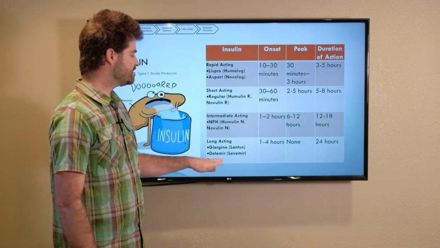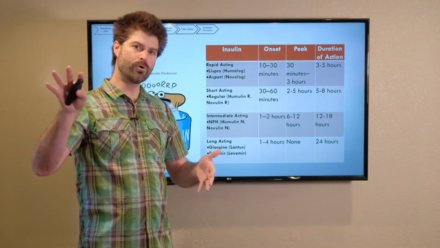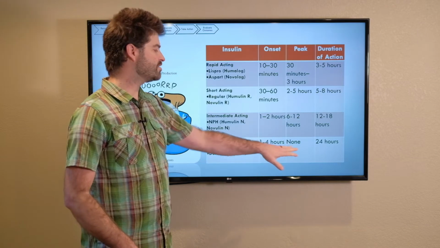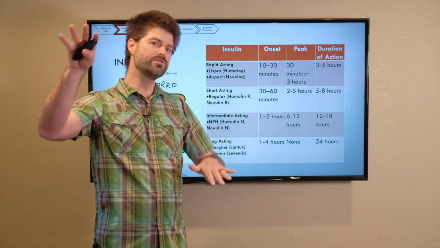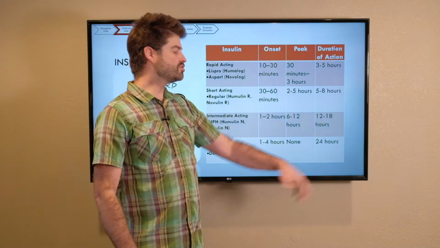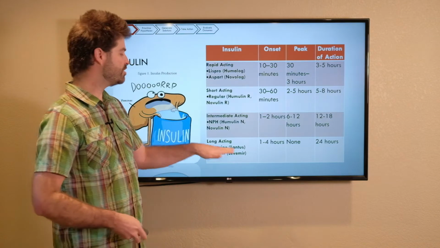And usually we give this to patients in the evening because of how the onset works. So when our peak is, even though it says none, there is a time where it's most effective, and we'll look at that on a graph. But the duration is 24 hours. So this is full 24-hour cycle coverage of insulin.